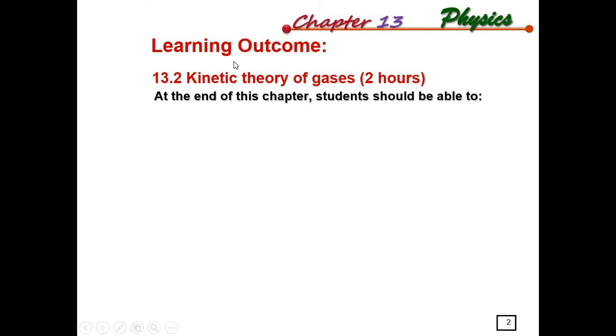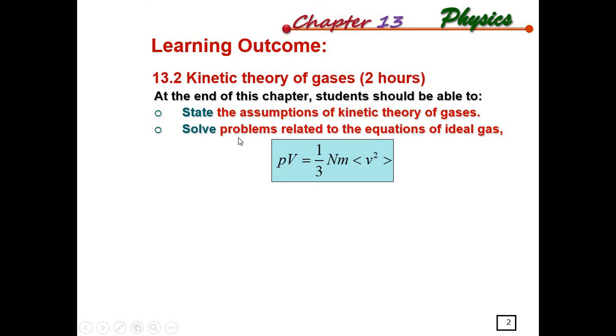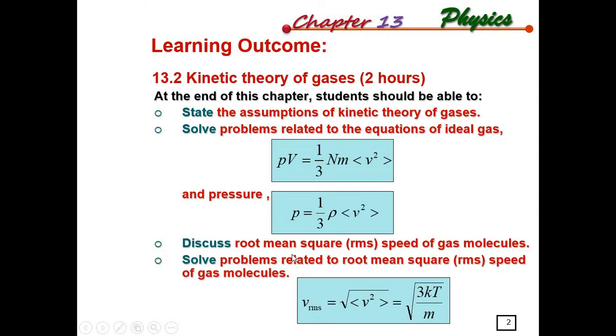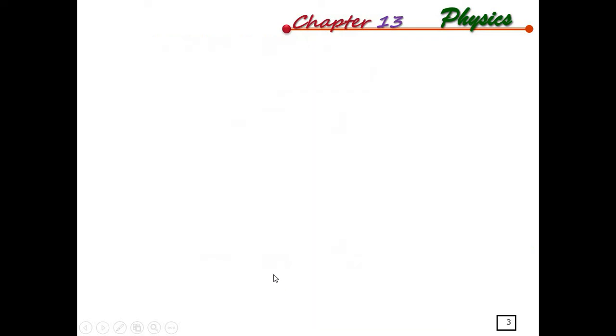gases. The outcomes at the end of this chapter: students should be able to state the assumptions of the kinetic theory of gases, solve problems related to the equation of ideal gas and pressure, discuss root mean square or RMS speed of gas molecules, and solve problems related to root mean square or RMS speed of gas molecules.